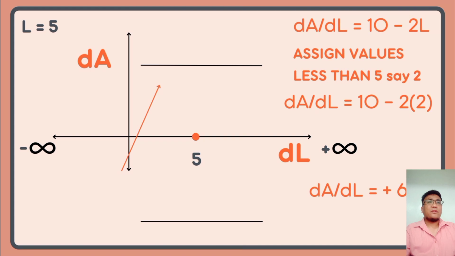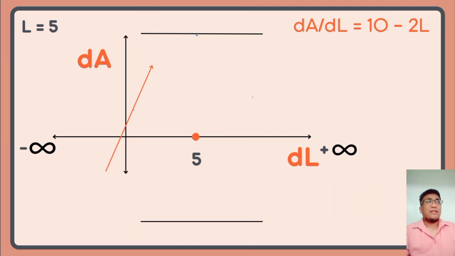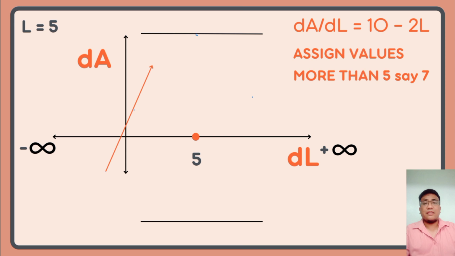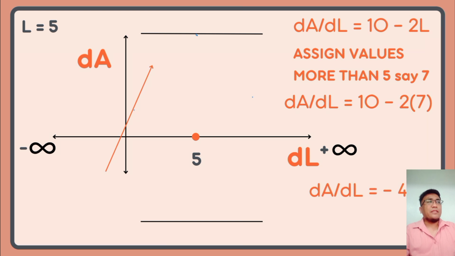So now, let's assign values more than 5. Let's say 7. So, dA over dL is equal to 10 minus 2 times 7. And then dA over dL is equal to 10 minus 14, which is negative 4. So it is a negative slope. Remember, dA over dL is a slope. Okay? Don't forget that. That is very important. So it behaves like this.